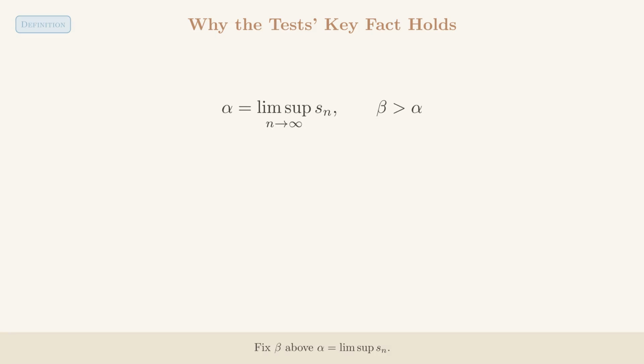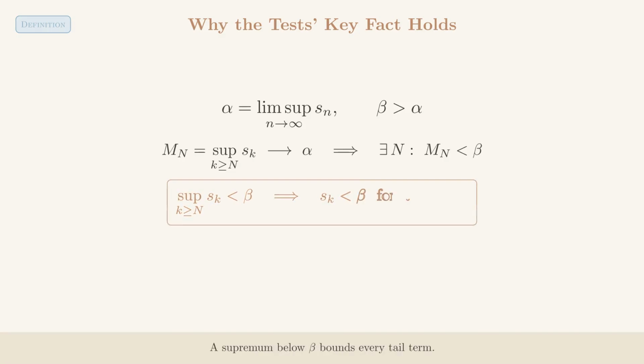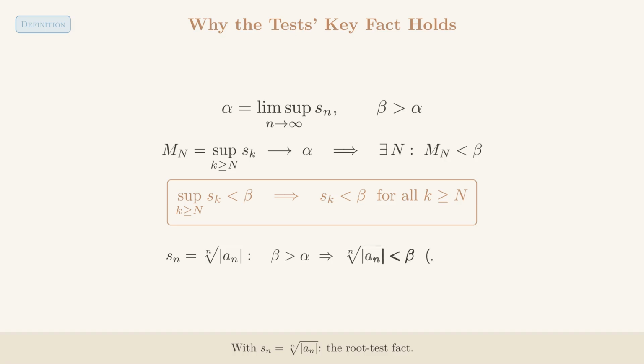Now the fact the tests need, together with its reason. Fix any beta above the upper limit alpha. The tail suprema fall to alpha, so past some index the tail supremum itself drops below beta. But if the supremum of the tail is below beta, then every single term from that index onward is below beta. Apply this with the terms being the nth roots of the absolute values. For any beta above alpha, past some index, those roots all lie below beta. That is exactly the fact the root test rests on.